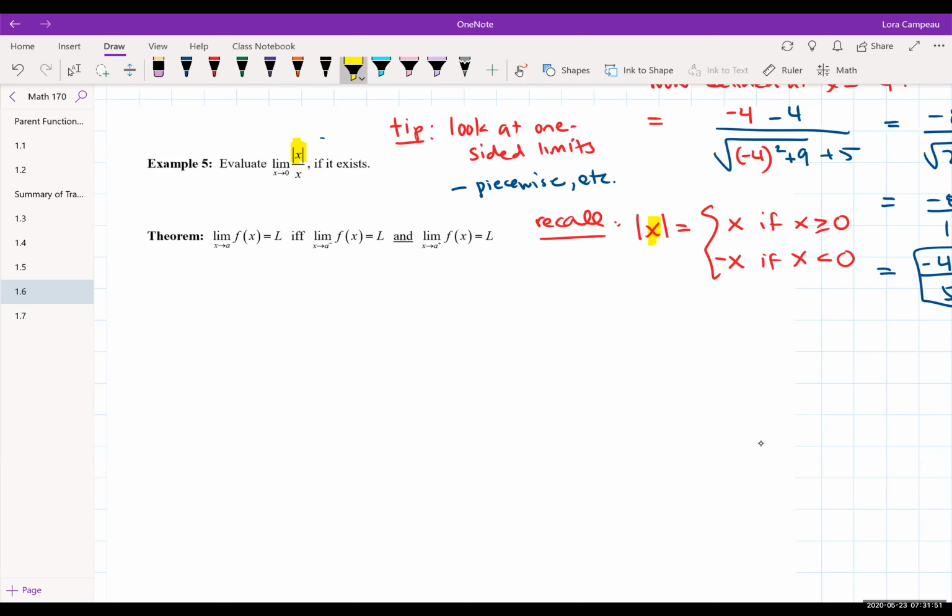So this is a theorem that we're going to formalize from section 1.5, and we've already been using it loosely. They're trying to tell us that you can figure out your limits as long as your two-sided limits are equal. And we already figured this out with the matching. So it's just a formal statement of what we've already been playing with.